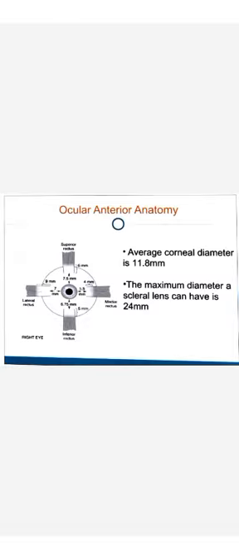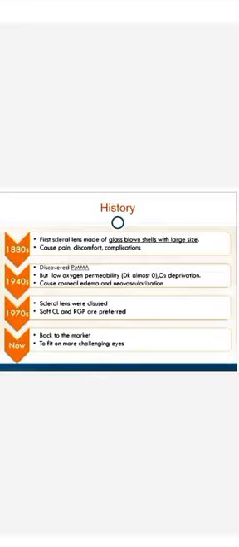Next is ocular anterior anatomy. The average corneal diameter is 11.8 mm. The maximum diameter a scleral lens can have is 24 mm.